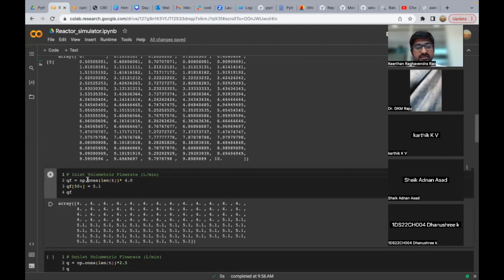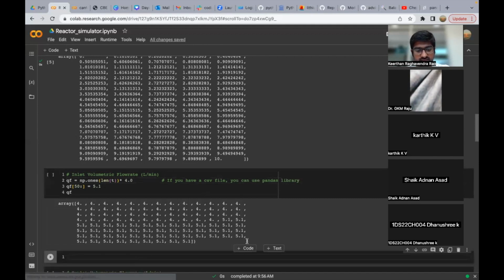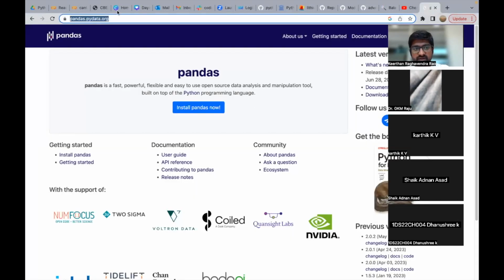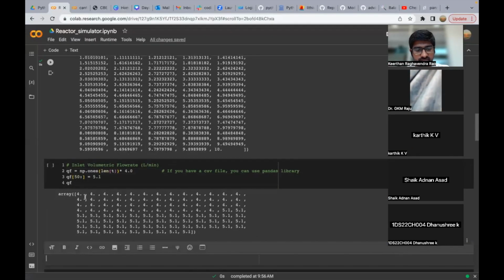So you can use something like pandas. Maybe I'll write a comment here. If you have a CSV file, or not just a CSV file, it takes in any file. Pandas has that capability. So if you have a CSV file or any other type of file, you can use pandas. If you're interested in this, I will leave a link to this as well. So I'll just leave this link here. In the meantime, if you have any questions so far, please feel free to ask.